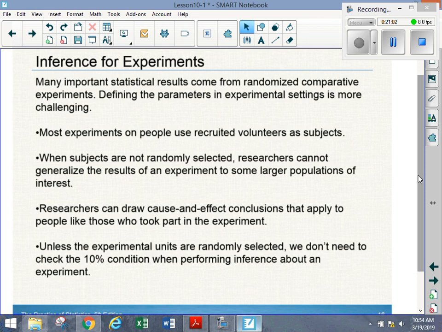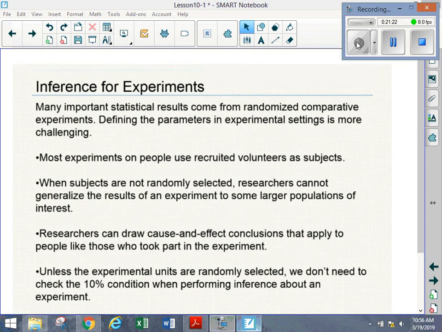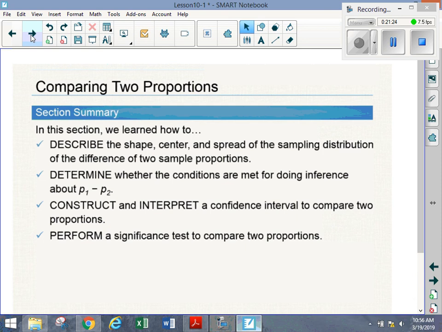So that is looking at difference of proportions and sampling distributions, how to do inference, and confidence intervals, all in a nutshell, and we'll work some problems next class. So, this is what we did. Next problem next class.